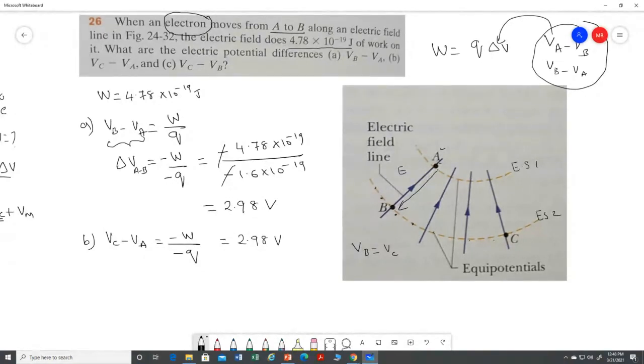Clear? Okay. Now you have to tell me the answer for the last one. What is the answer for the last one? 0, because it's the same surface. VC minus VB. What is the answer, my dear? 0. What is 0? Just tell me clearly. The work done. Because you are moving the charge from B to C. I already told you, if you want to move the charge from one point to another point on the same surface, what should be your work done? 0. So 0 divided by any charge value is nothing but 0. That's it. Clear?